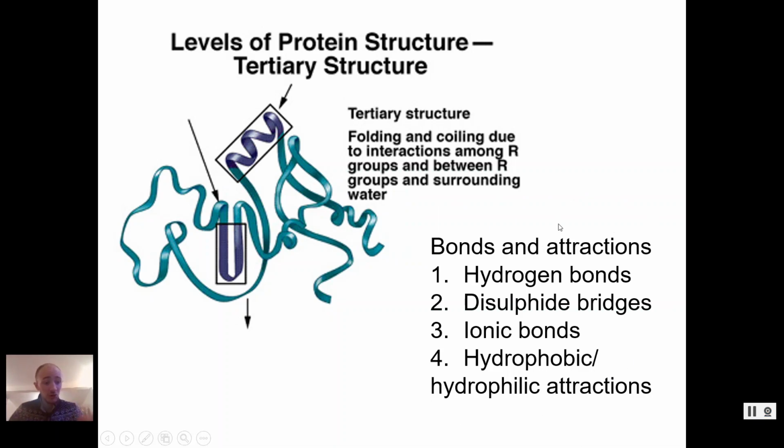Now, most proteins just stop there. They have a primary structure, which is the order, number, and type of amino acids. They have a secondary structure, which is caused by the primary structure, the alpha helices and the beta pleated sheets, and they have a tertiary structure, the complex folding. Some proteins, though, need more than one polypeptide to do the job.